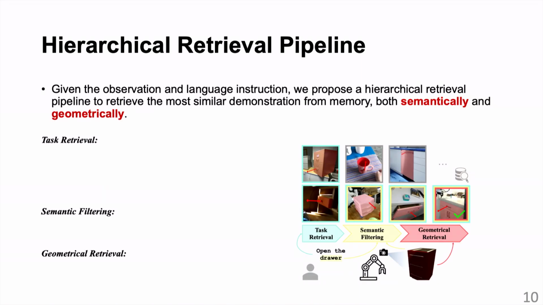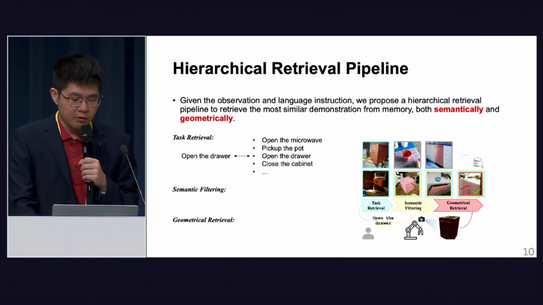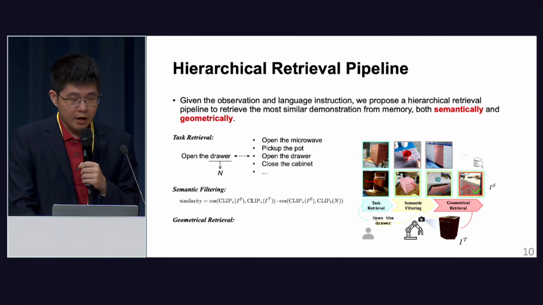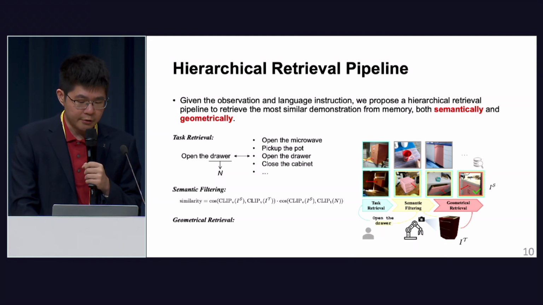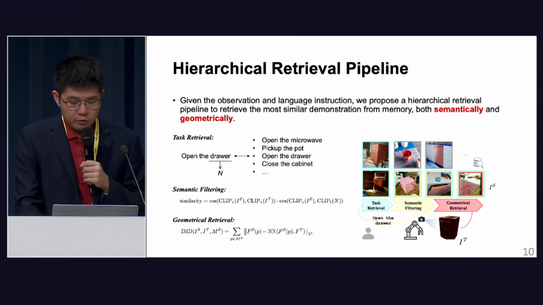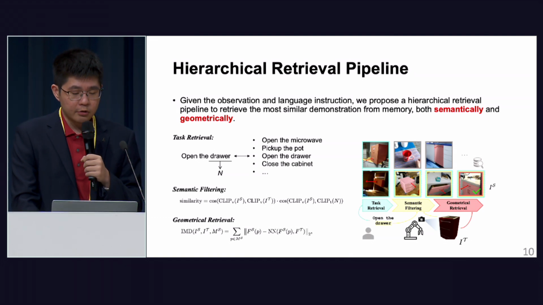Then, given the observation and language instruction, we propose a hierarchical retrieval pipeline to retrieve the most similar demonstration from the memory, both semantically and geometrically. First, given the instruction, the task retrieval first retrieves the correct task from the memory, and then the semantic filtering filters out low-quality demos that are due to semantic mismatch or low-light scenarios. And finally, the geometrical retrieval uses stable diffusion maps to retrieve the best demonstration that has the most similar viewpoints to enable more accurate affordance transfer.